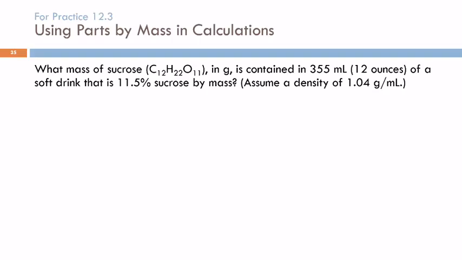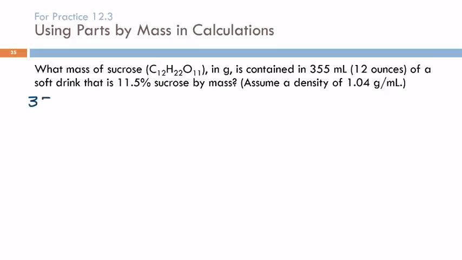What mass of sucrose in grams is contained in 355 milliliters of a soft drink that is 11.5% sucrose by mass? Assume a density of 1.0 grams per milliliter. So this is using the percent concentration. I'm a big fan of dimensional analysis, if you haven't noticed. And so I generally look to see if I can do dimensional analysis before I would look for a formula or an equation.